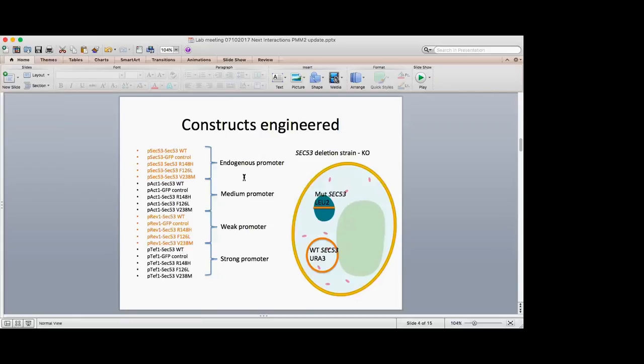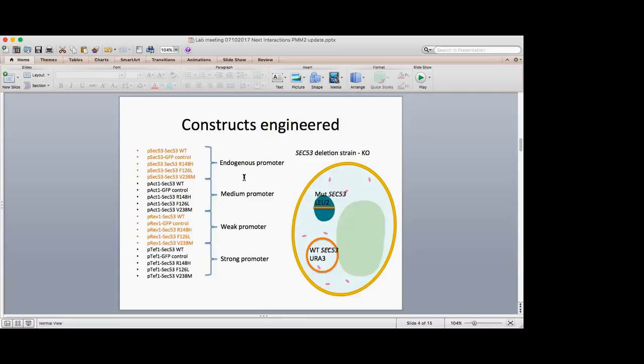And on the right, we're showing a very simple schematic of a yeast cell. The concept here is that, because Sec53 is an essential gene in yeast, you can't just break it and expect the yeast to survive. So if you want to test a variant of Sec53 in the yeast and ask if it can support growth, you have to actually have a normal copy of Sec53 and then the mutant copy in the same yeast cell. Now, the mutant copy we would integrate into the genome.